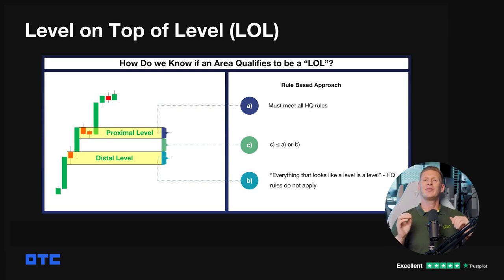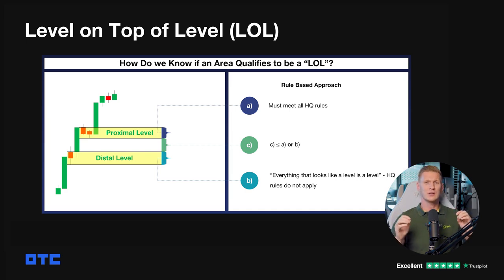Let's dive deeper into how this works and, more importantly, how to apply it effectively. Let's take a look at this example. Here we have two levels stacked on top of each other: a rally, base, rally on top of another rally, base, rally. I'm going to show you how to objectively and mechanically determine whether these two areas can be combined into one, whether they qualify as a level on top of level, or LOL.